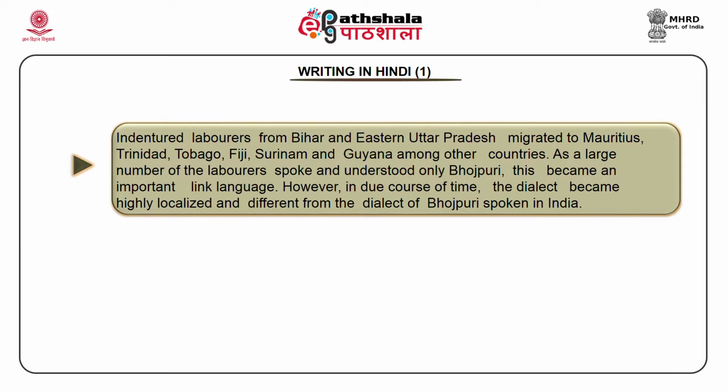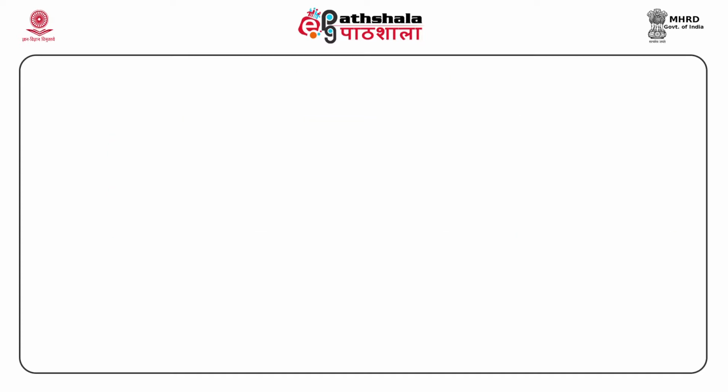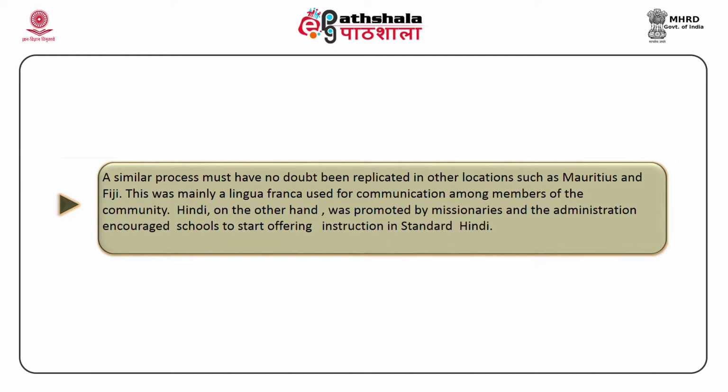However, in due course of time, the dialect became highly localized and different from the dialect of Bhojpuri spoken in India. Jairam describes how in Trinidad the process of koinization or leveling of different dialects took place, such that in due time a new variant of Bhojpuri was evolved as a reasonably homogeneous lingua franca on the sugar plantations. This variant was referred to as plantation Hindustani. A similar process must have no doubt been replicated in other locations such as Mauritius and Fiji. This was mainly a lingua franca used for communicating among members of the community.